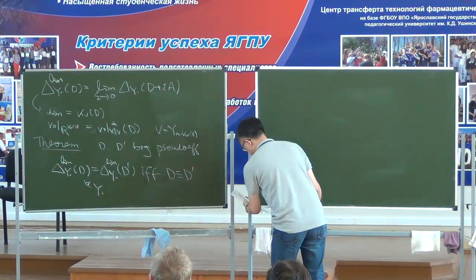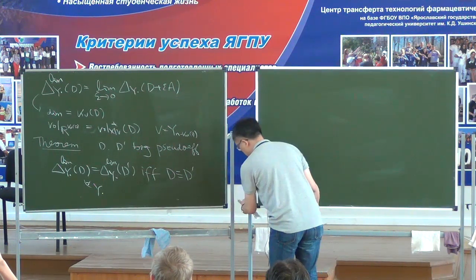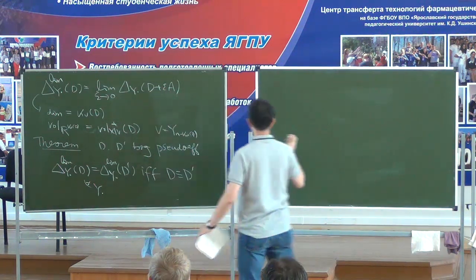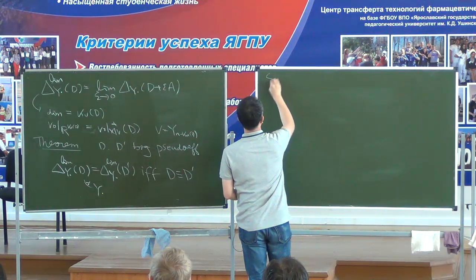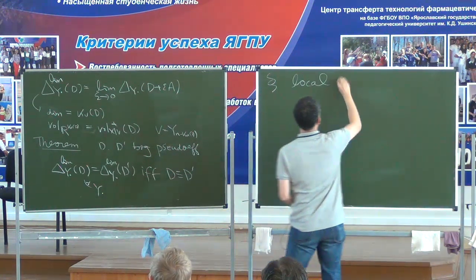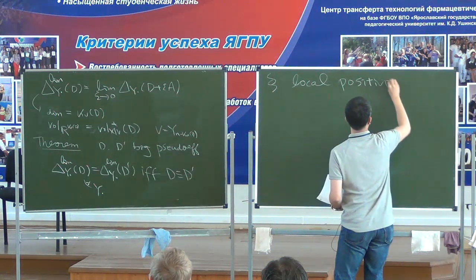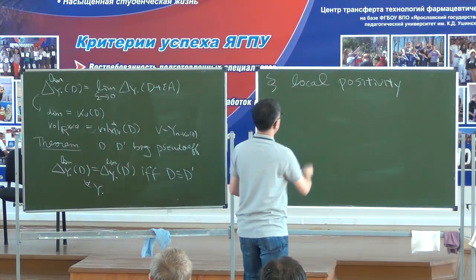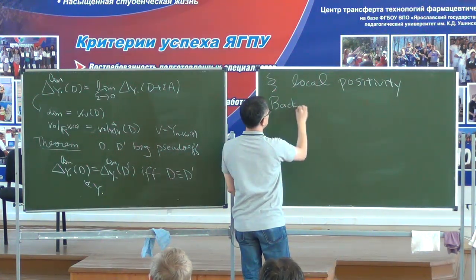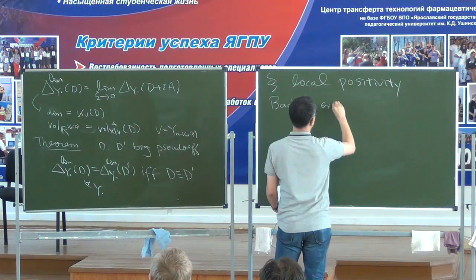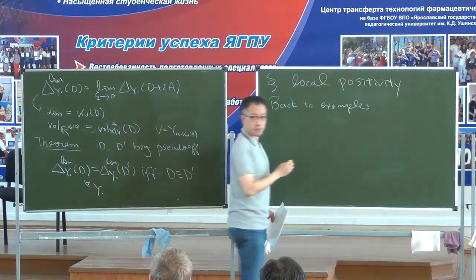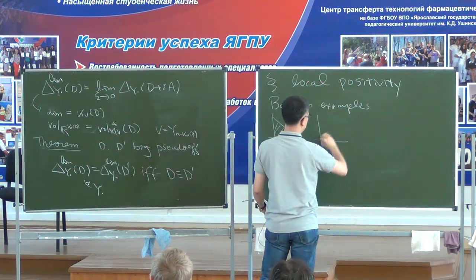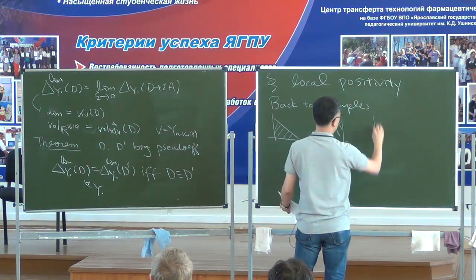Okay, so in some sense we studied some global aspect of the Okounkov body. Today we study the local positivity. So let's recall the examples. Back to yesterday's example. We saw three examples: this, this, and this.